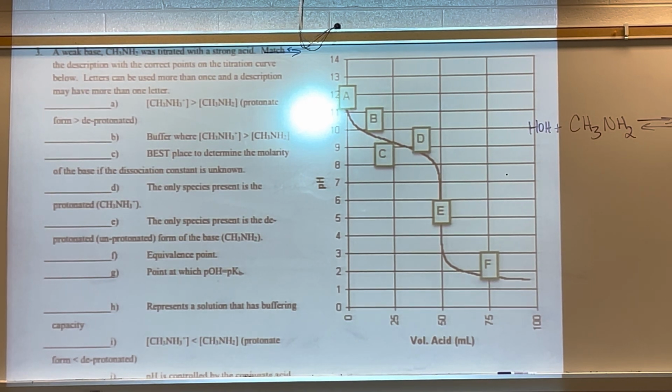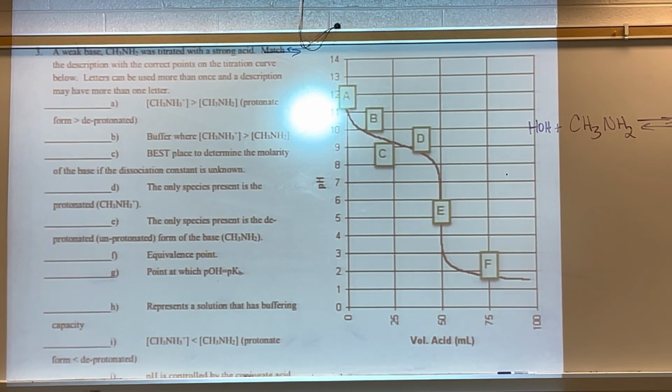The only species present is the protonated form, the CH3. The only thing that's present is this one. When is that? This one. E. This is point A. This one is the only thing present in point A. This is the only thing present in point E. The equivalence point obviously is E, the point at which pOH equals pKb.